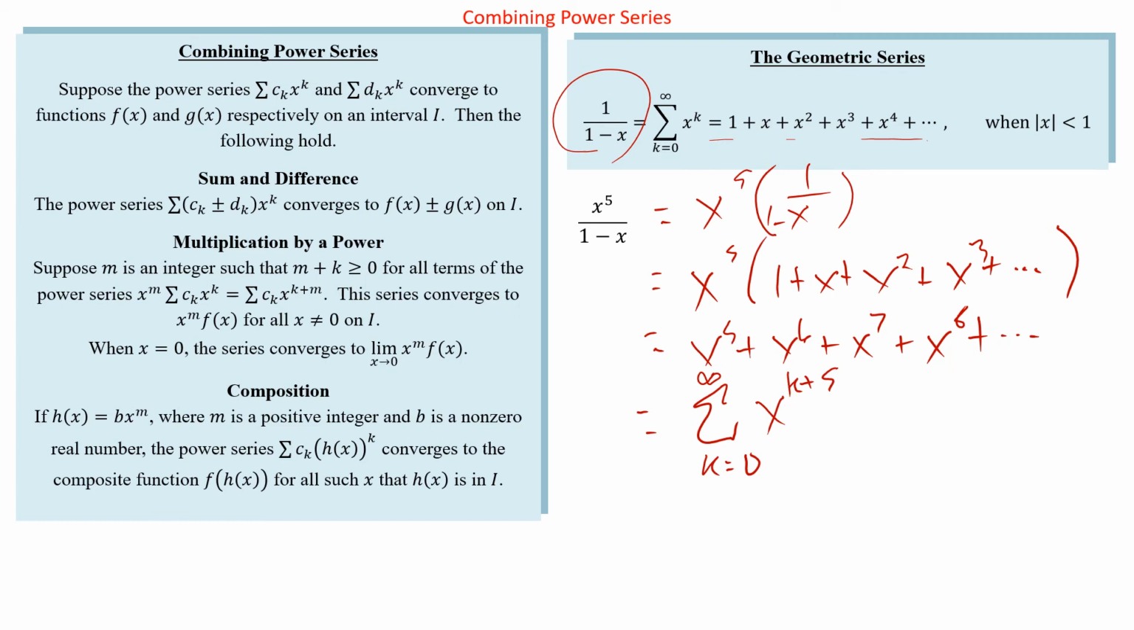That's all it is. And that goes with that multiplication by a power. We start out with x to the fifth times the function. Well, that's going to give us x to the fifth times the series of that function, which we could move it into. So that's all that says.